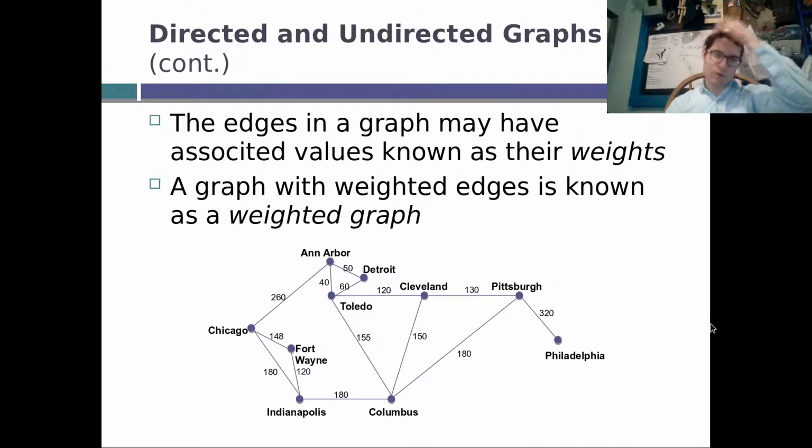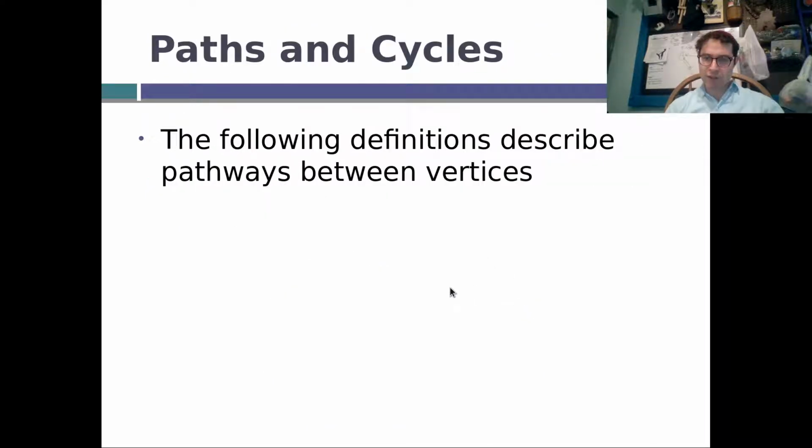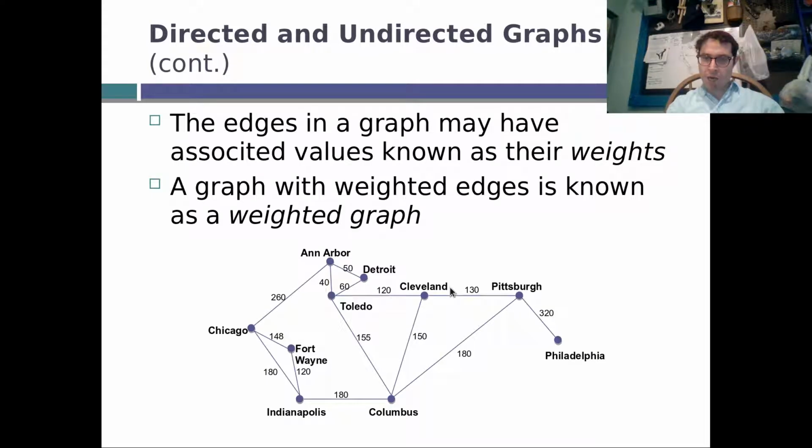All right. So graphs can have values attached to them, or the edges in graphs can have values attached to them. And we call these weights because we don't necessarily know what they represent until we're talking about a particular example. In this example, these weights represent the distance in miles between two cities. So from Philadelphia to Pittsburgh, that's about 320. Pittsburgh to Cleveland is about 130. Cleveland to Toledo is about 120.